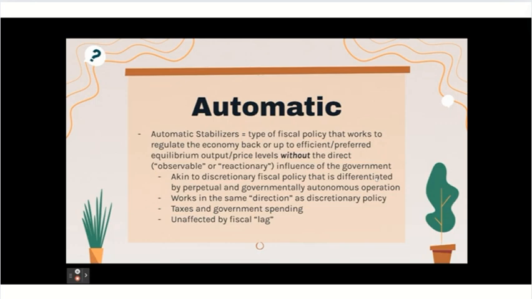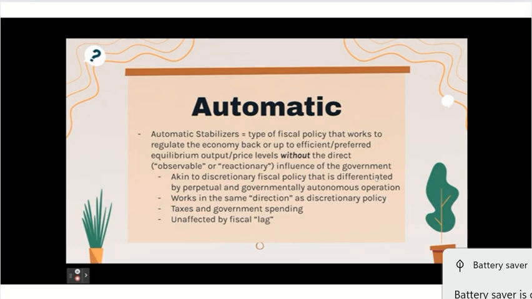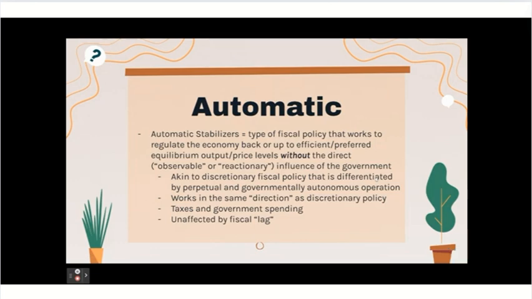So automatic stabilizer, kind of got off track there, but automatic stabilizers are just kind of doing their own thing, and it doesn't take any outer influence. It doesn't take any action whatsoever. The regulators just sit back, relax. They don't have to touch anything, and these are called automatic stabilizers because they will automatically just keep doing their own thing.